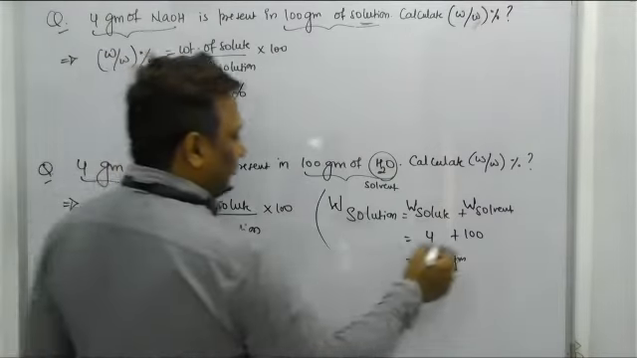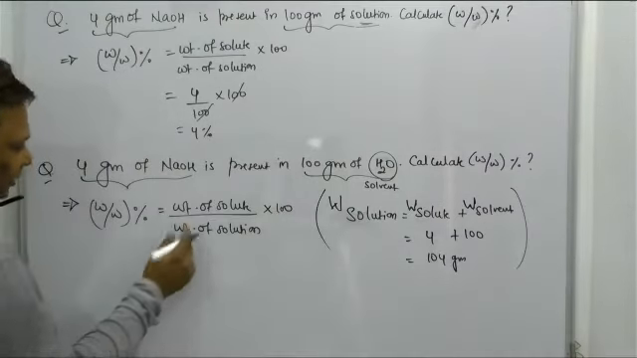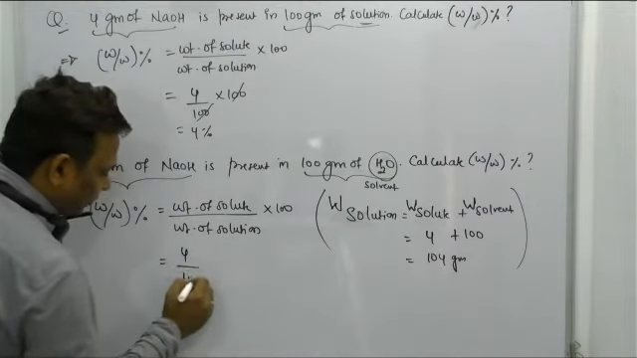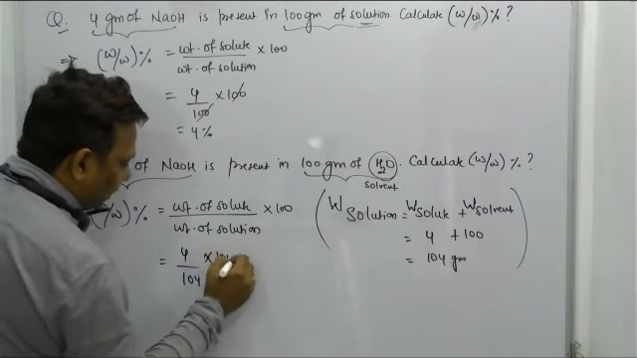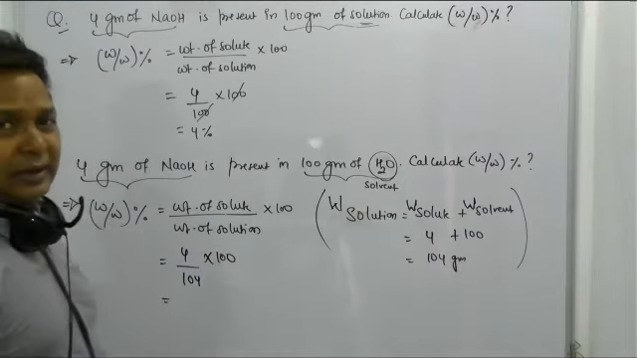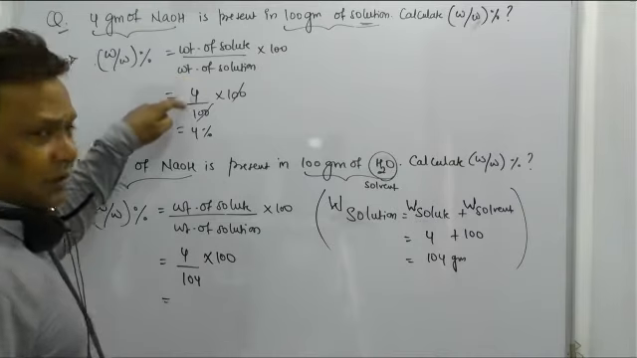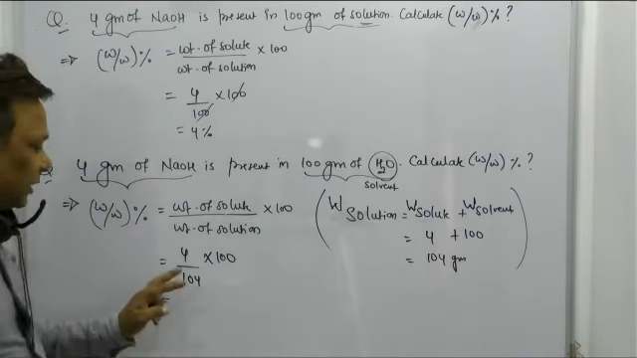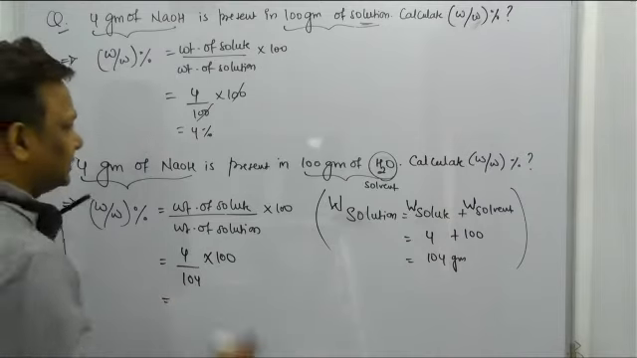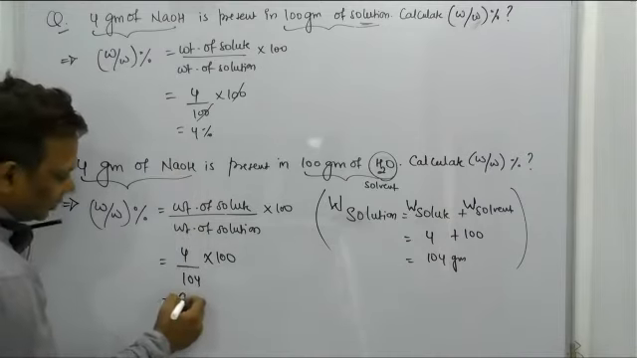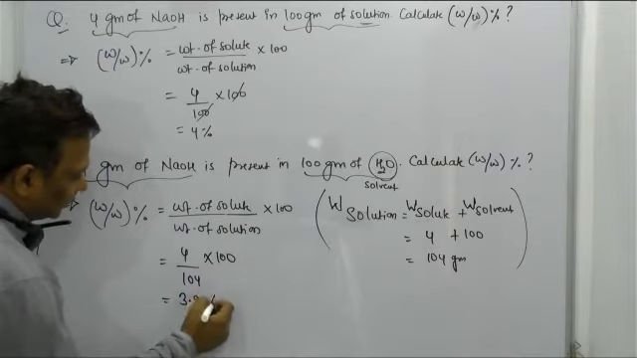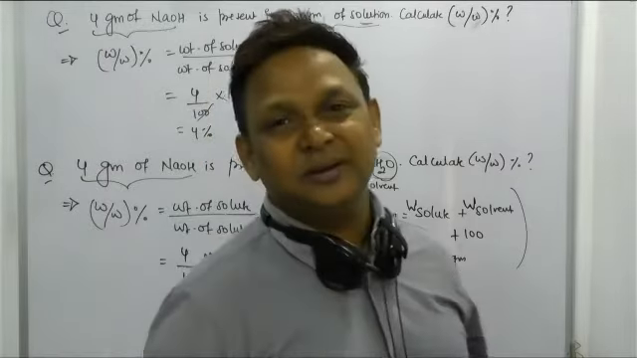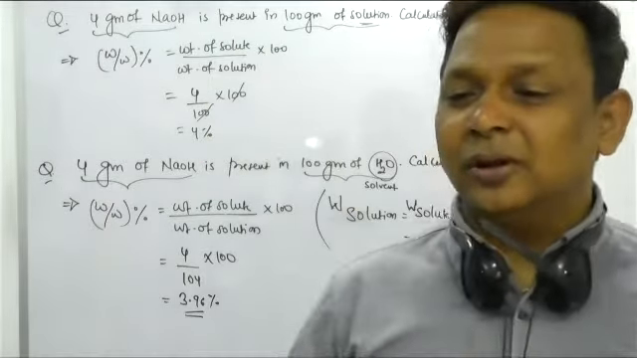Now we can use this in the formula: weight of solute 4 by weight of solution 104, and then into 100. See beta, here it would be 400 by 100, but here it is 400 by 104. Your denominator value increases, so the result decreases. So I will write 3.96% as the weight by weight percentage. So this is an important case that should be remembered.